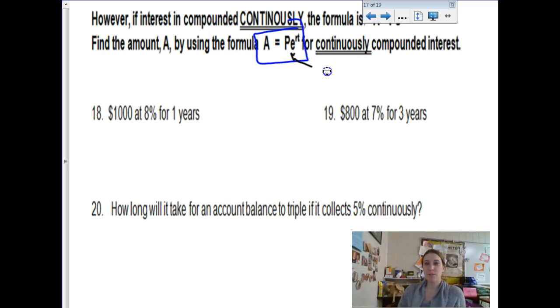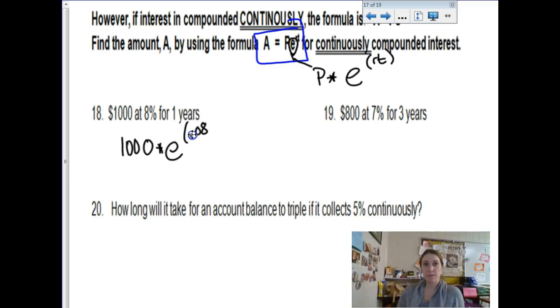So the base, instead of 1 plus an r, we're going to use a base of the number e. So it's still principal times this new base e, and then to the RT power this time. So whatever the rate is times time. So $1,000, 8% 1 year continual interest would be 1,000 times e, and then up in his exponent, 0.08 times 1.